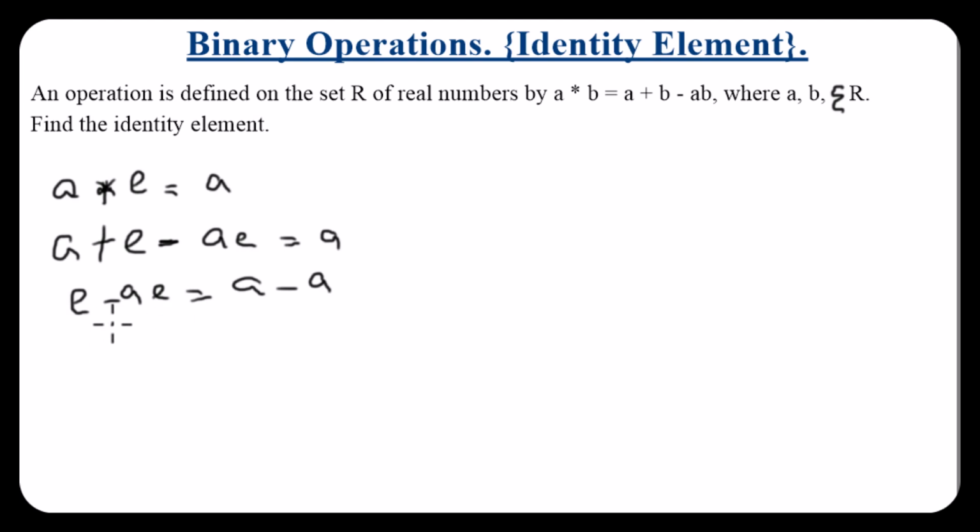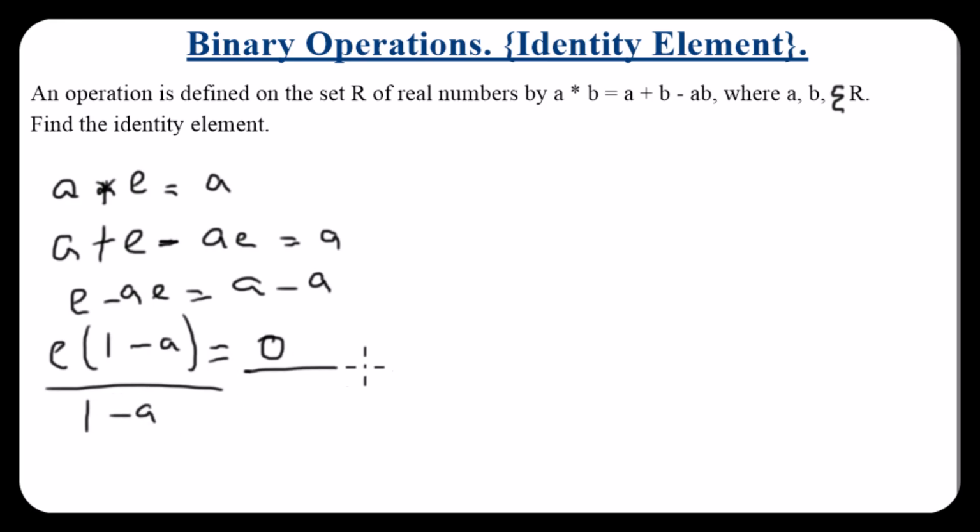All right, so factorizing this, we have E times (1 minus A) is equal to A minus A, which gives us 0. I'm making E the subject of the formula. That is, I want to divide both sides by 1 minus A. Sorry, let me write this very well. So divide this also by 1 minus A, and this cancels out. Then 0 divided by anything returns 0. So my identity element for this expression A star B has to be equal to 0.